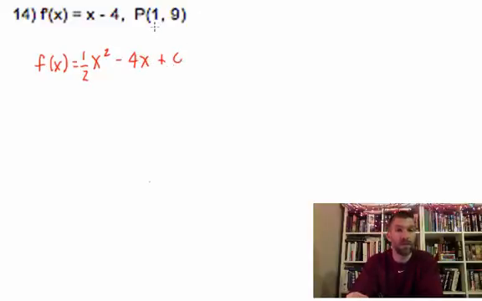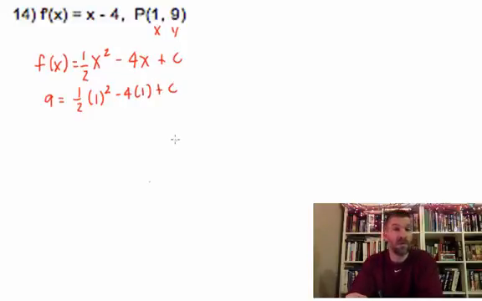Now, here come the rules. They give us an x and a y. And for whatever reason, sometimes the teenage brain doesn't recognize that when you're given a point, you're given a value for x and a value for y. Like, you can plug in those values into your function for those things. So what have I got? I've got 9 equals 1/2 times 1 squared minus 4 times 1 plus c.